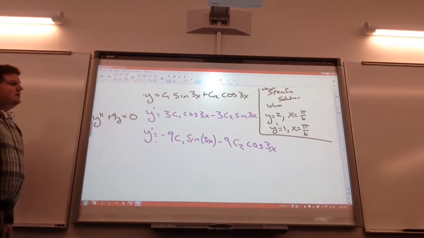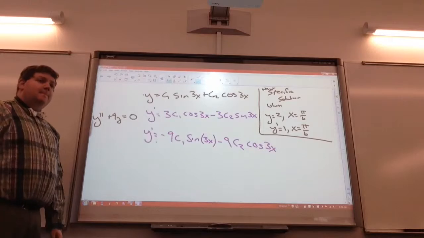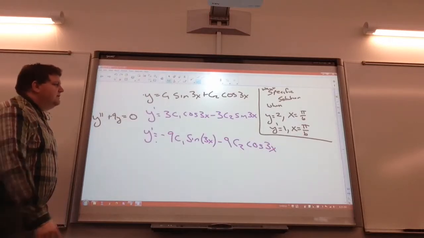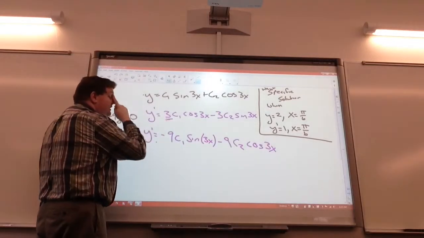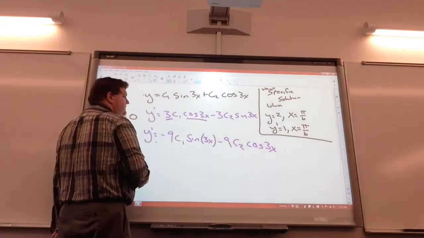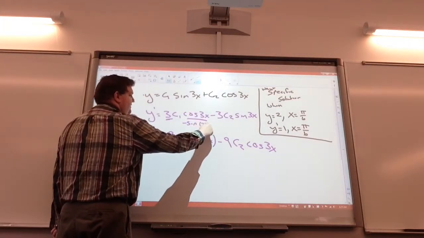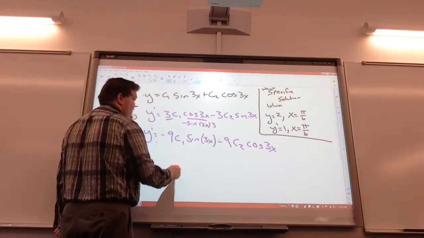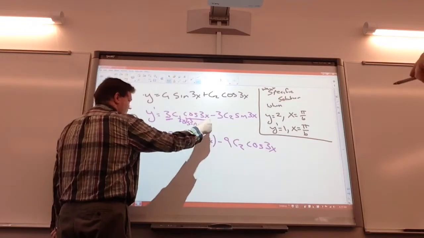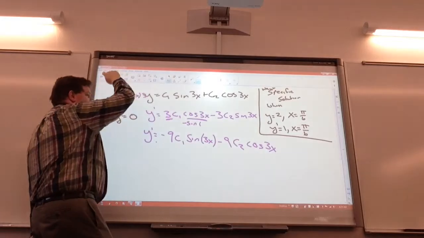How did you just change it to 9? Okay. There's a 3 out in front here. Derivative of this is what? It would be minus the sine of 3x times 3, right? Oh, so that's the second derivative. Yes.